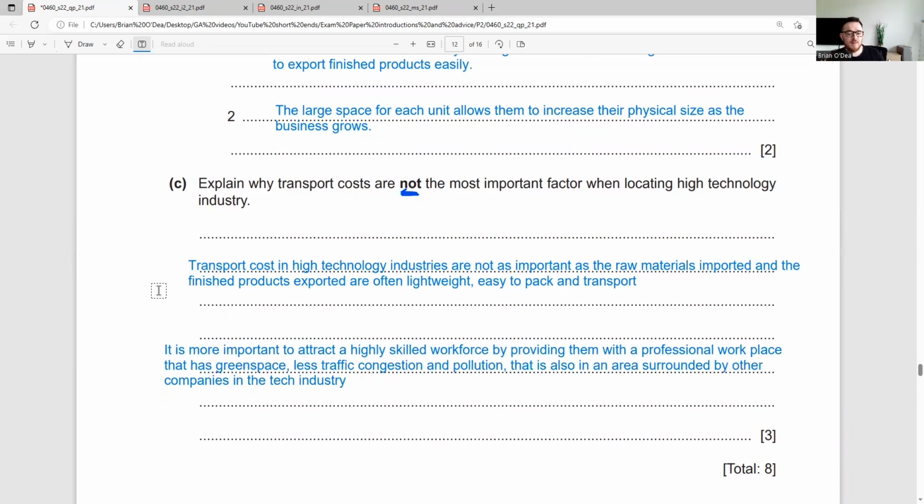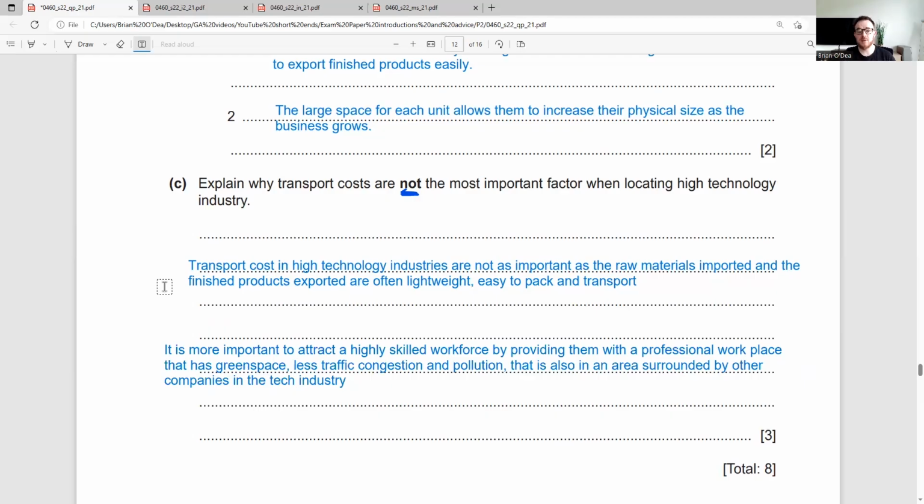Transport costs of high technology industries are not as important because the raw materials and also the finished products are going to be very light, easy to import, export, reduces the importance. And then on the other side, I say what else is important that's not got to do with transport. So it's more important to attract highly skilled workforce, provide a professional working place that has green space, less traffic congestion, pollution, and is surrounded by other tech industries as well. So that makes it more attractive to them. So in that case, there are 2 very distinctive different points.